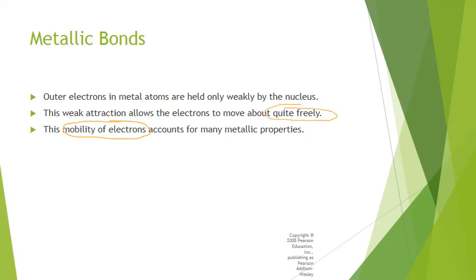So metallic bonding, one of the features of it is that it has a lot of freely moving electrons. And therefore, that's why metals are shiny. That's why metals are good conductors of electricity, as well as good conductors of heat.